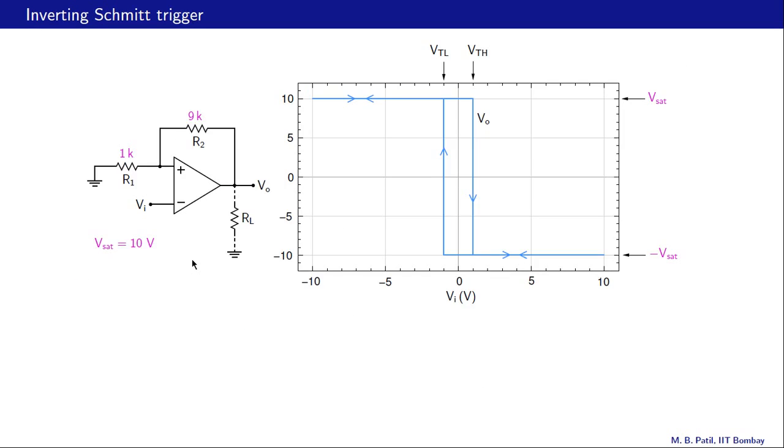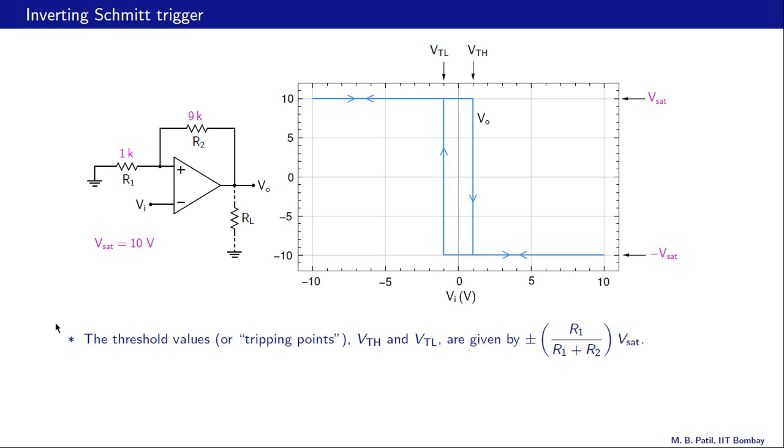Here is the Vo versus Vi relationship again, and this circuit is called the inverting Schmitt trigger. Let us summarize the salient features now. First, there are these threshold values, lower threshold and higher threshold. The lower threshold is called VTL and the higher threshold is called VTH. These threshold values are also called tripping points, denoted by VTH and VTL. As we have seen in the last slide, they are given by plus minus R1 by R1 plus R2 times Vsat.